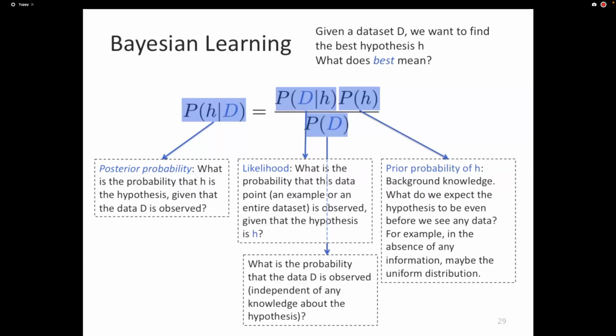Data consists of both examples and labels. So it's how we generate the instances, and how they get labeled. So it could be both.